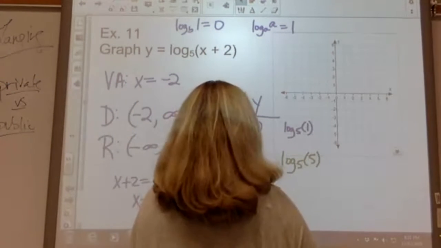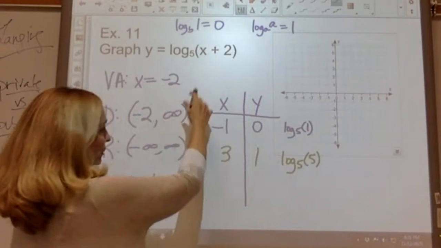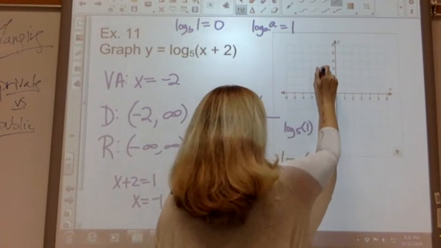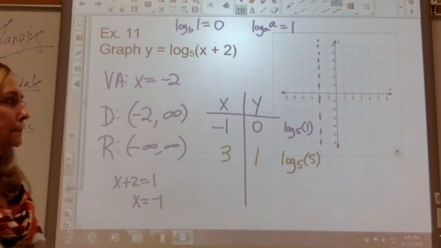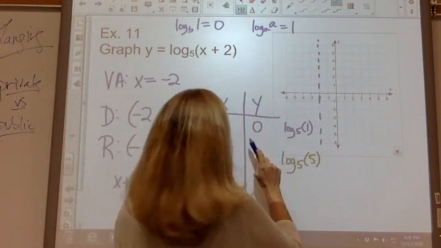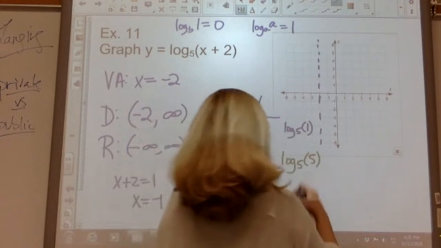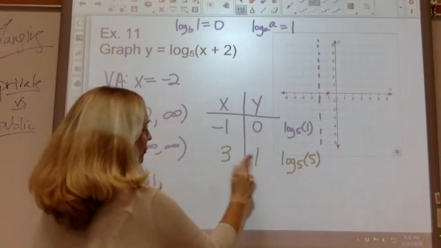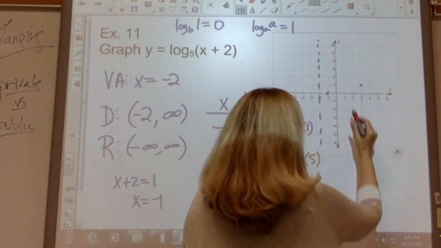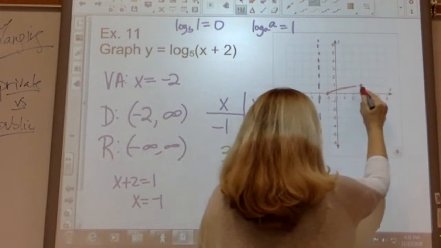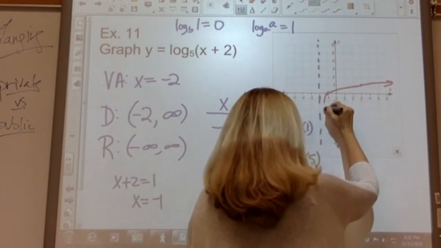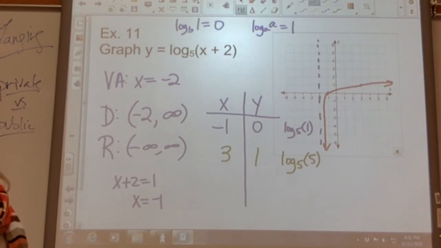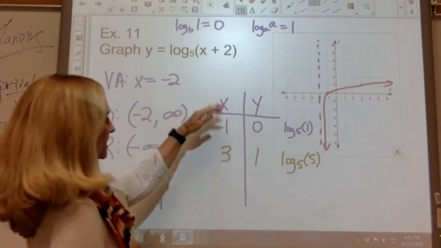Okay? So my asymptote, I have a vertical one at negative 2. So I come over here at negative 2, and I'm going to draw a dotted line up and down. I'm not going to cross that. All right, so here I have the point negative 1, 0. And then I have the point 3, 1. So I know that this curve is going up like this very slowly, and then it is going to be hugging the asymptote.